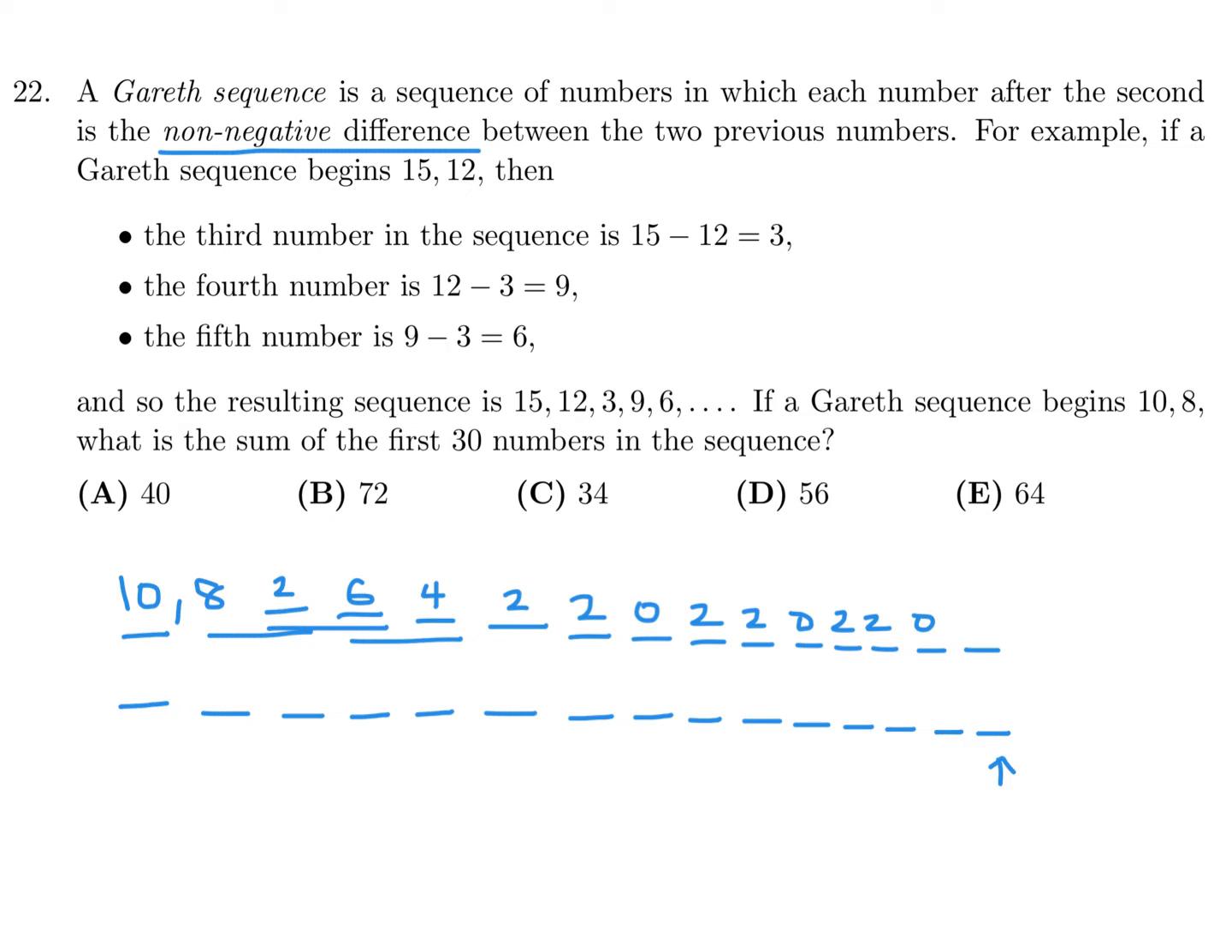Doesn't really matter. So 2, 2, 0, 2, 2, 0, 2, 2, 0, 2, 2, 0, 2, 2, 0, and 2. Okay, now all I have to do is just add up these numbers. And when you add up all these numbers, you will get 64. And therefore, number 22 is E.